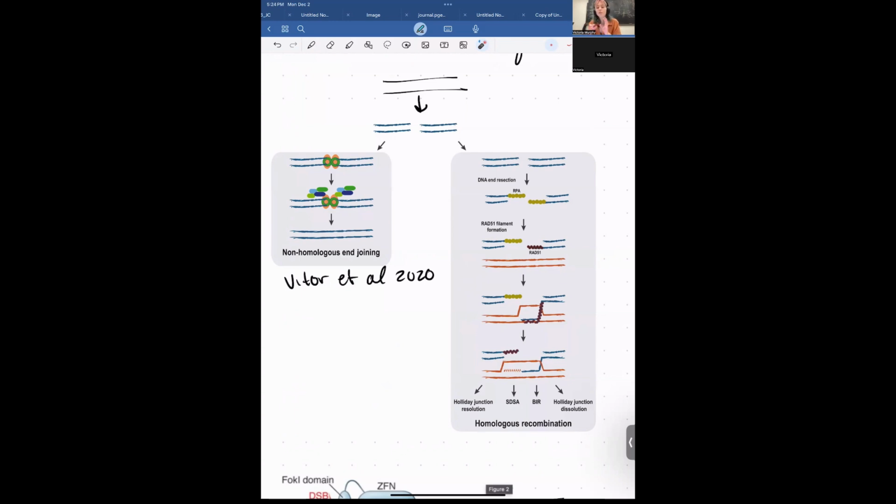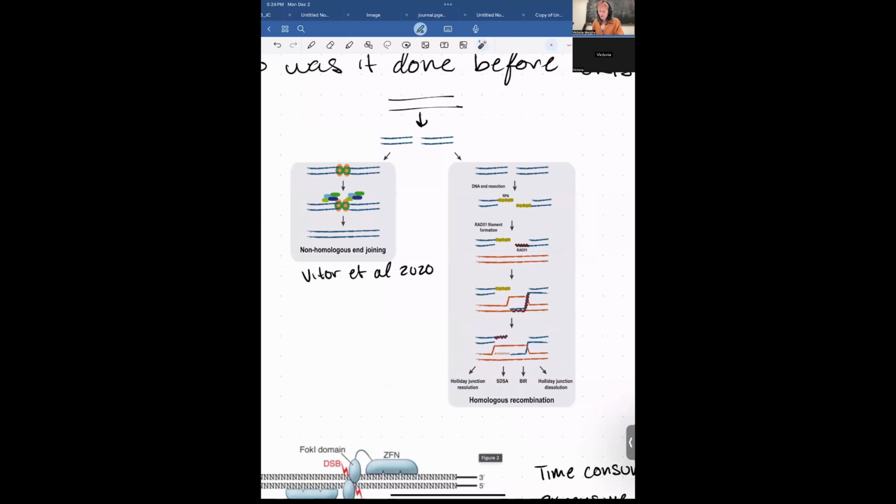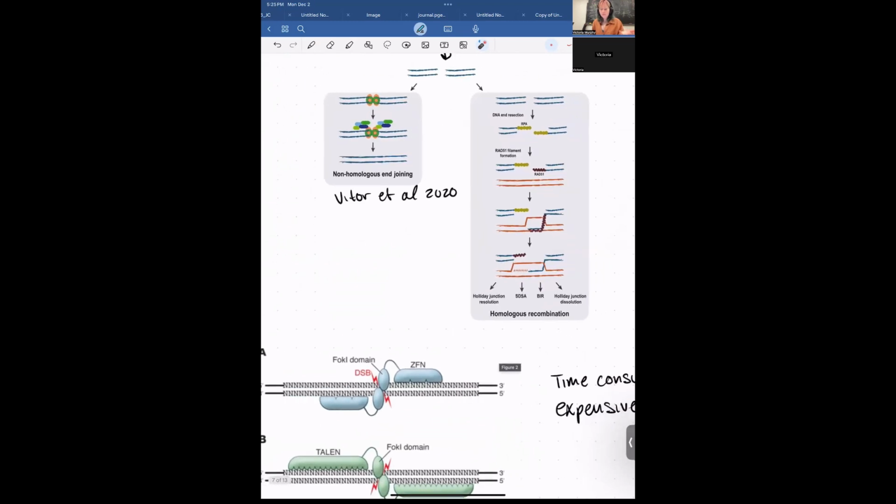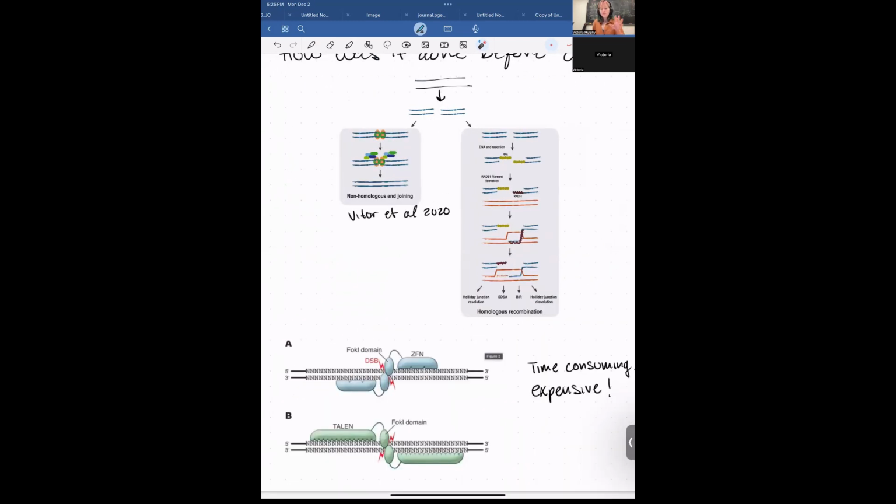So scientists have known for a while that if you induce a double-stranded break, it's quite straightforward to get the change you want by exploiting homology-dependent repair. So the issue was that how do we induce a double-stranded break? Well, there were mainly two different methods of inducing a specific double-stranded break.